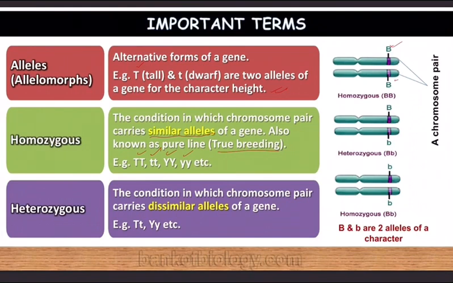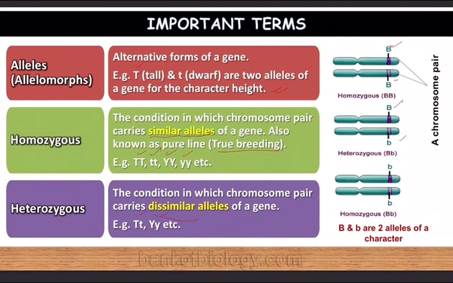Here, even in the diagram you can see homozygous condition, presence of capital B. The variation of that is heterozygous. Hetero means different, so different alleles are there. The difference in the alleles is because of dissimilarity. So the condition in which a chromosome pair carries dissimilar alleles. Look at that, capital B, small b. Dissimilar alleles, then we say heterozygous condition. So for example, capital T, capital Y, small y.